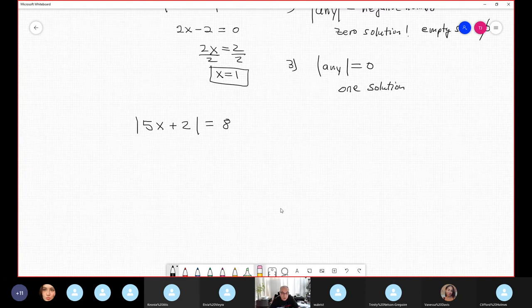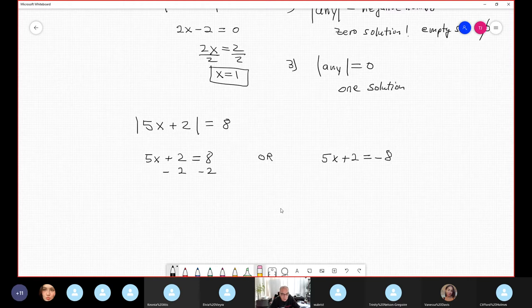Question number one: is the expression that contains the absolute value already isolated, yes or no? Yes. Then we are ready to apply the rule. The rule is, you copy the expression inside the bar two times, separately, and you put it on the right-hand side using a positive sign and a negative sign. So my equation is equivalent to two separate equations, and the solution of both equations belongs to the solution of the original equation. Let's do it.